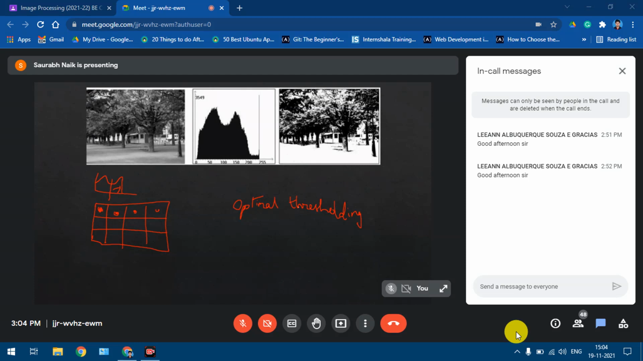So let's say I have region 1 belonging to the object. I calculate the average gray level pixel intensity of this particular region. I do the same with the other region, which belongs to the background. Then I take the average of these two averages. Let's say my first average was X, that is the average pixel intensity of the object, and the average pixel intensity of the background is Y.